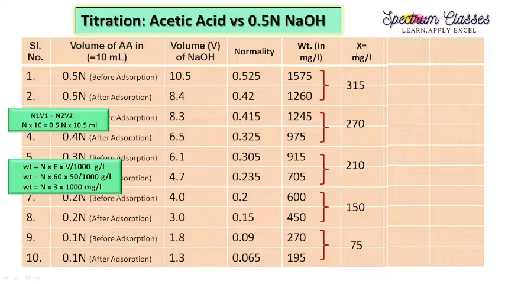Now my next aim is to calculate the x upon m value. So what is m? M is the mass of the charcoal. What mass have I taken? I have taken 1 gram of charcoal every time in each reagent bottle.